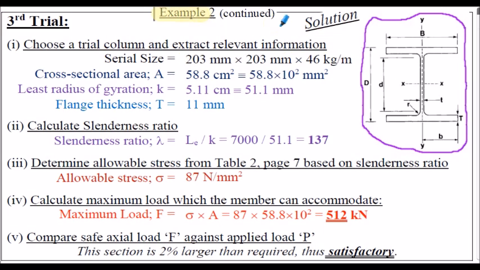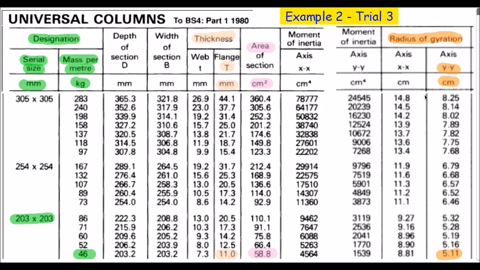Example 2, solution continued. Here's the third trial. This time the serial size used is a 203 by 203 by 46 kilograms per meter section. Again, I'll let you work through this at your own pace, accessing the appropriate tables. So example 2, trial 3 here. Here's the third section chosen in our analysis. And again, we can read off the various properties from our universal column table here.